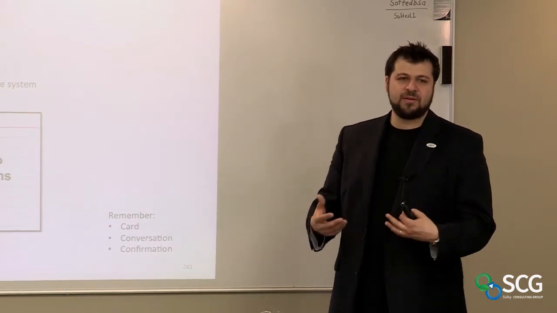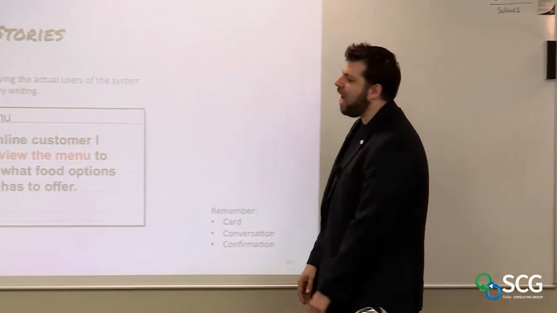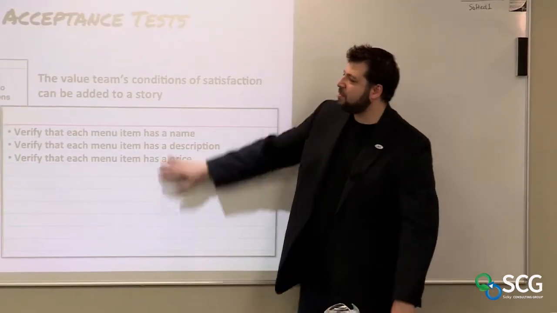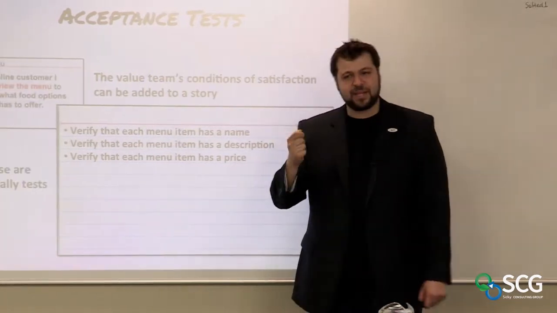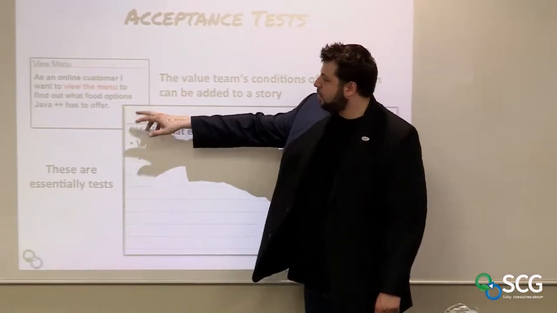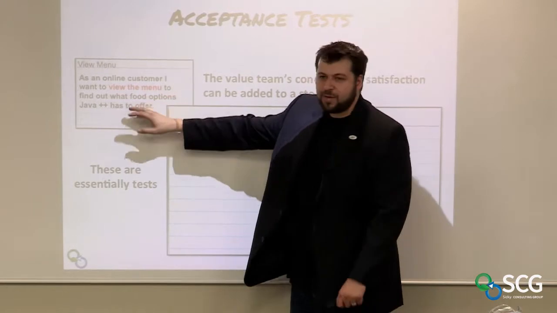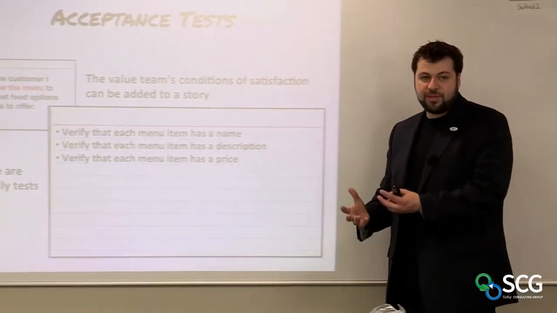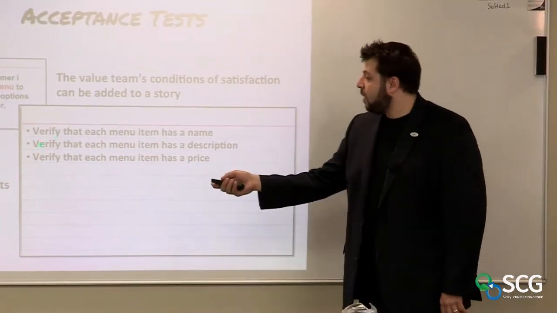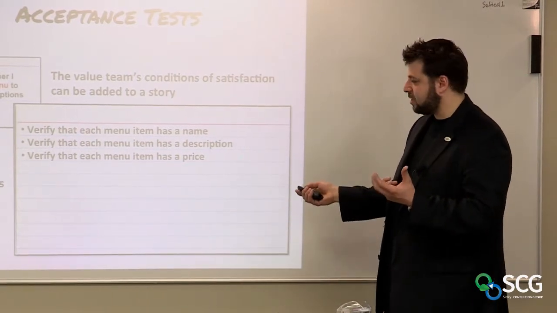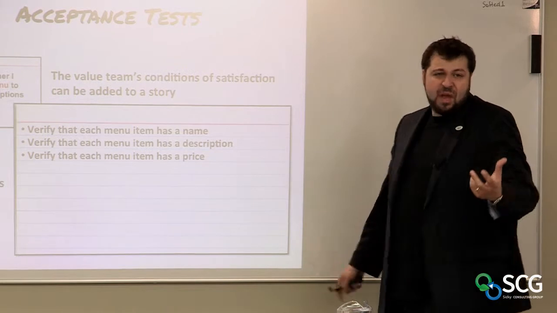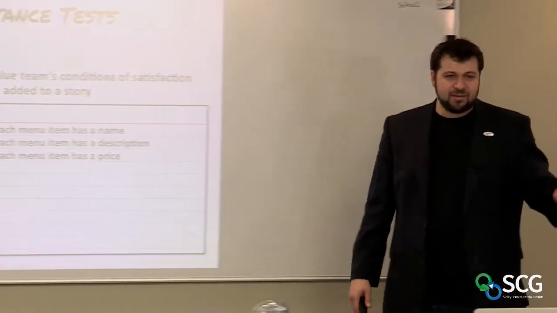Come on. Small. Small, okay. So how do we know? We have this thing called acceptance tests or acceptance criteria. So on the back of the index card, you want to write, okay, as an online customer, I want to view the menu. How do I know I'm done with this story? Well, I need to verify that each menu item has a name, a description, and a price. Okay, that's small, right?